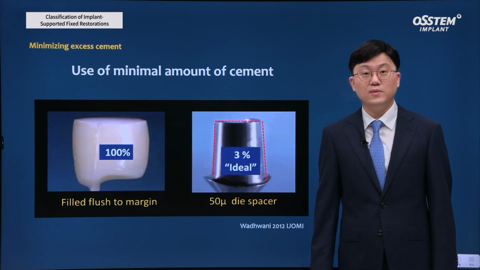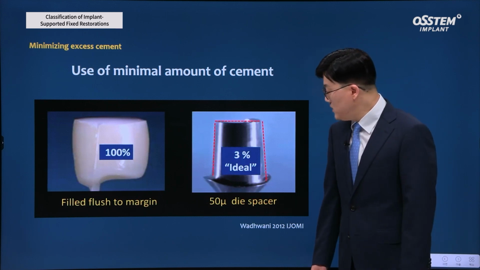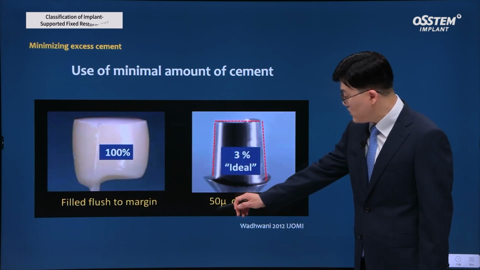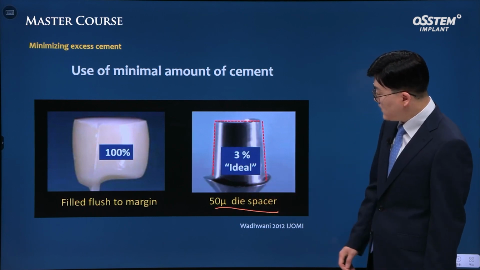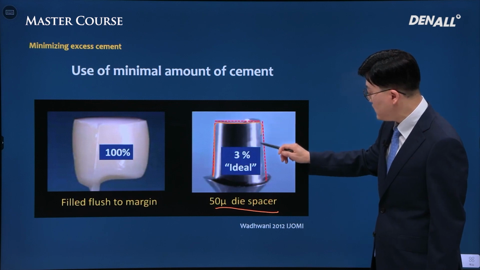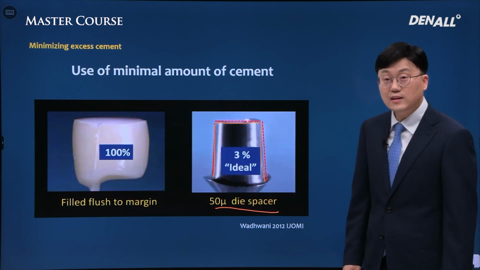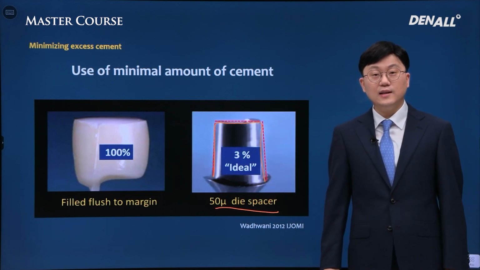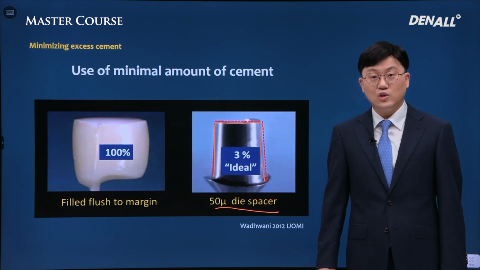Minimizing the amount of cement can also be a good option. Using 50 micron die spacer as a standard, the ideal amount of cement would be about 3% of inner surface volume. When applying cement inside the crown rather than just filling it in, think of it as applying a thin layer of cement.